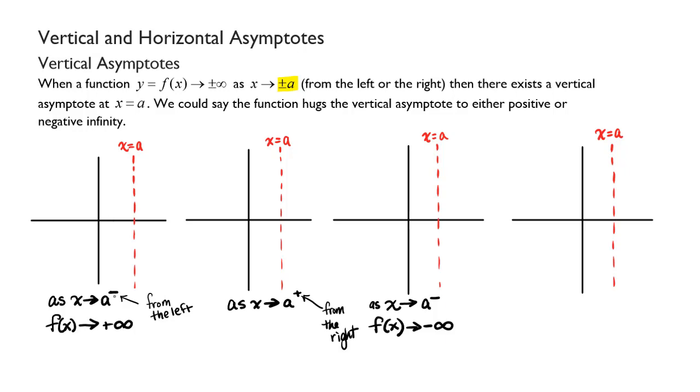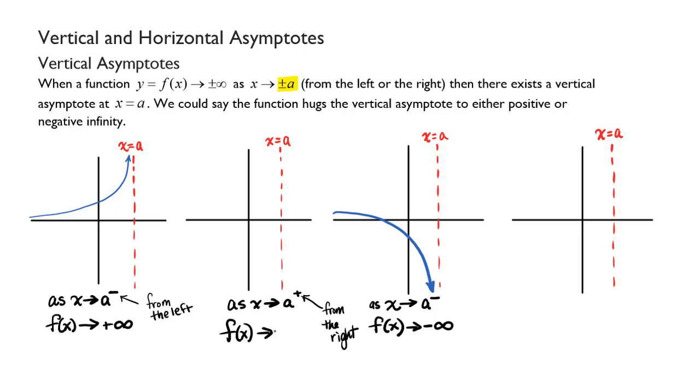As x approaches A from the left, so coming in on the left side toward the vertical asymptote, if the function approaches positive infinity, it hugs the vertical asymptote to positive infinity. It moves upwards, not downwards. Similarly, if the function approaches negative infinity as x approaches A from the left, the function would do something like this, where it moves downward as it gets closer and closer to A on the left side of the vertical asymptote.